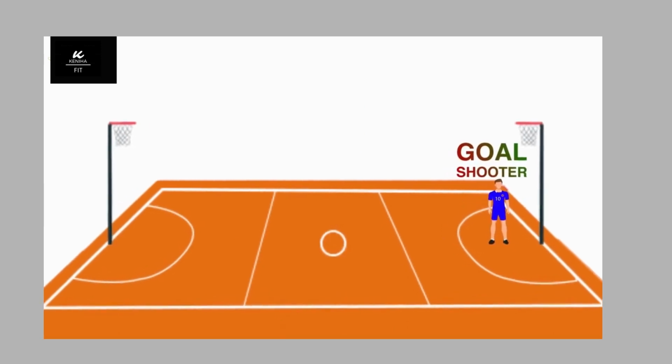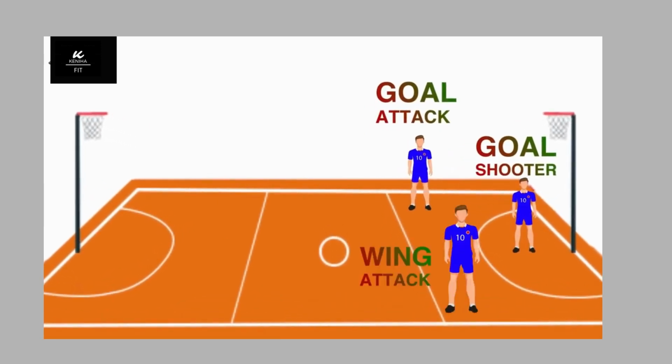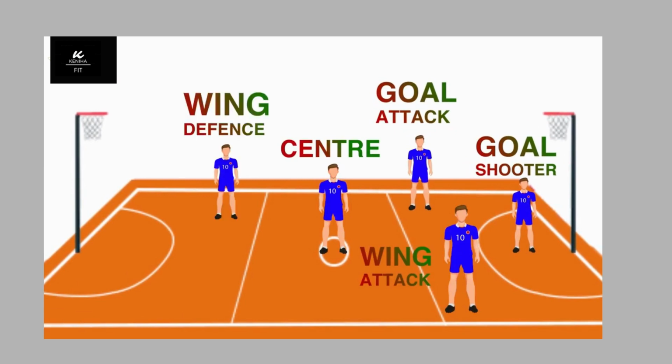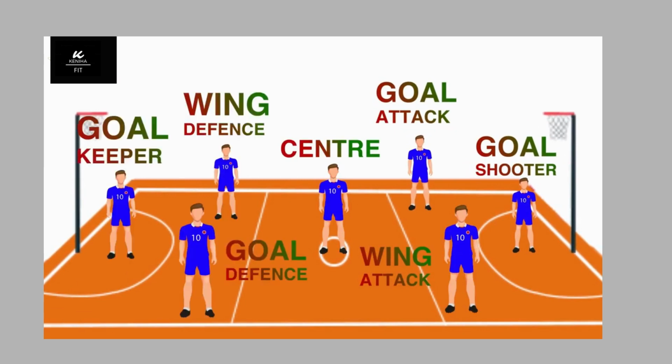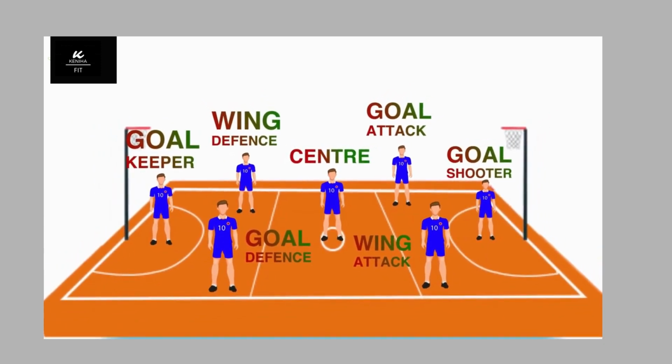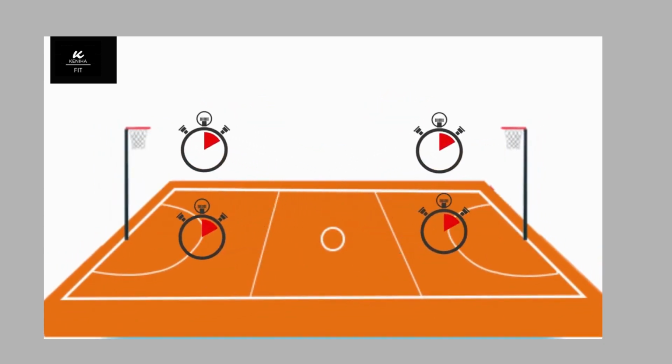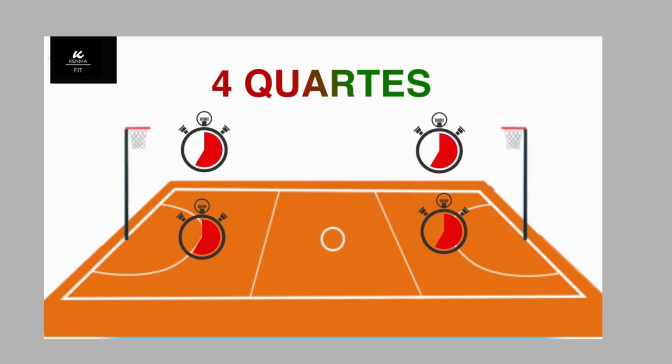1. Goal shooter. 2. Goal attack. 3. Wing attack. 4. Center. 5. Wing defense. 6. Goal defense. 7. Goalkeeper. 5. A netball game is equally divided into 4 quarters, with each quarter lasting for only 15 minutes.